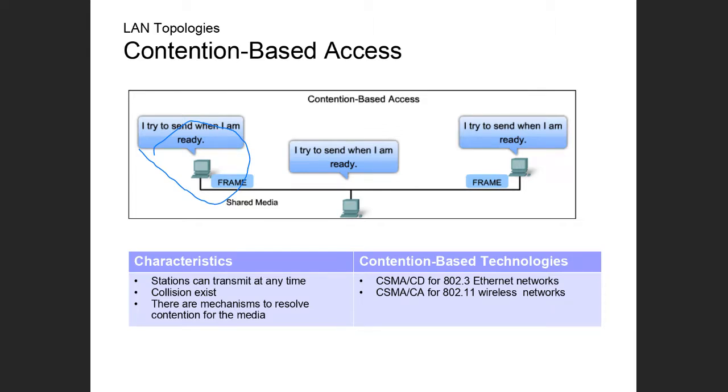So stations can transmit whenever they feel like it. They're supposed to listen to the wire first and not transmit when other people are transmitting. Collisions will exist because what happens if the guy on the left and the guy on the right both listen to the wire? It's quiet. They both just coincidentally transmit at the same exact moment. We would get a collision. So we have a mechanism for taking care of that problem. Everybody stops transmitting. And they each start a random timer, and the workstation that randomly picked the lowest random timer will win the race this time, and he'll be able to transmit.